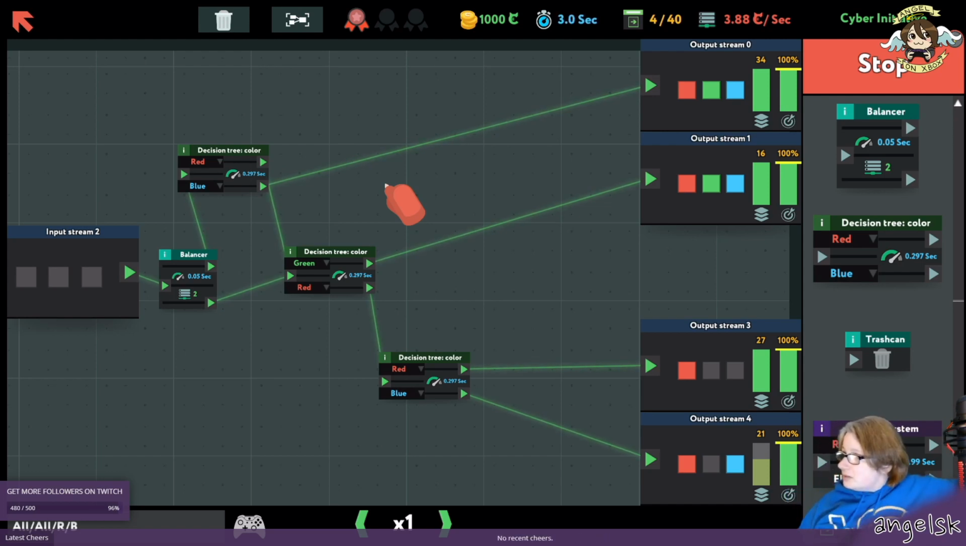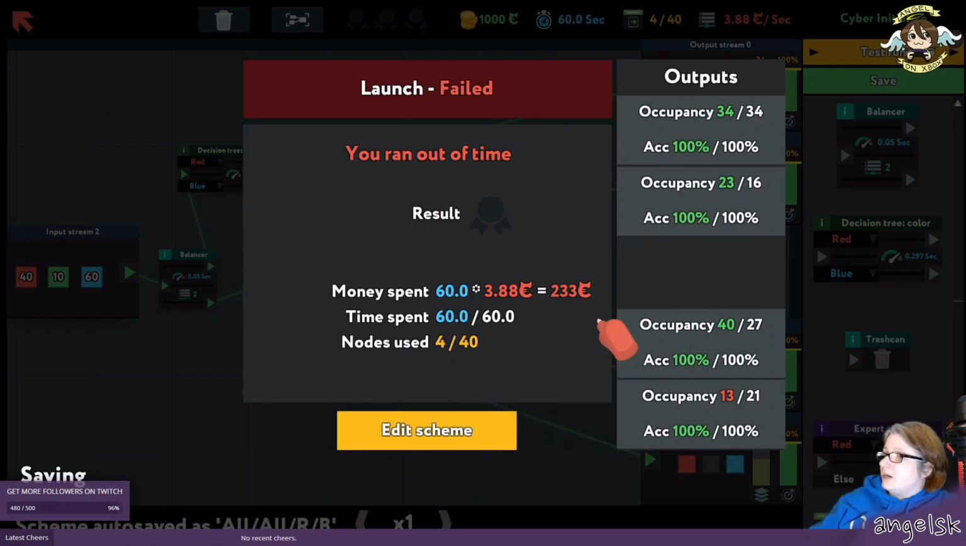Okay, what did we get? Bottom didn't get enough. Okay. Right, there we go. We can see what happens. Okay, so 34 out of 34. Oh, that's perfect. 23 out of 16. Right. Okay, so could do with borrowing some reds. 10 of them would be great.